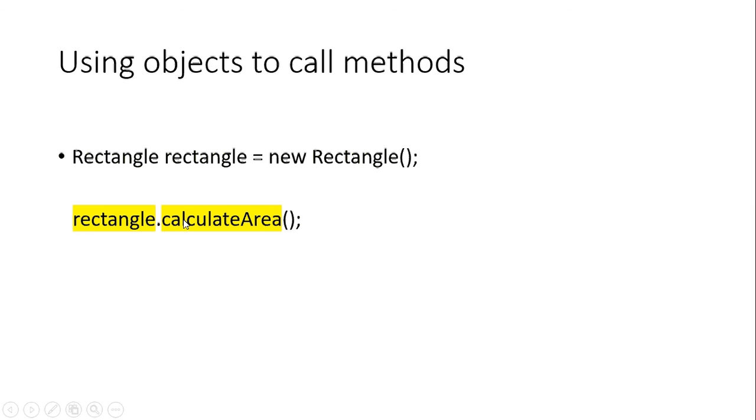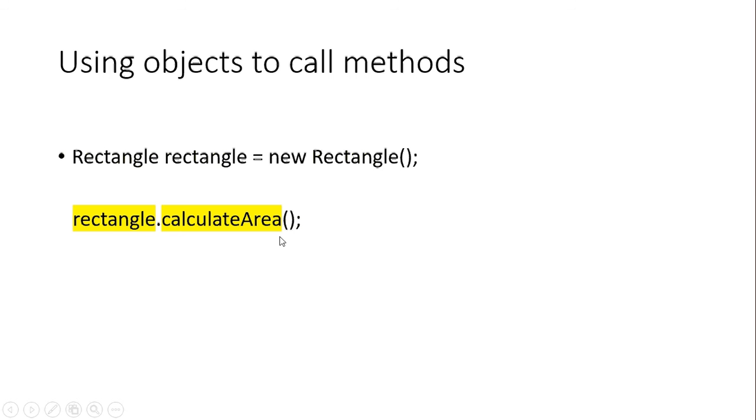Now let us look at how to call methods on the object. After specifying the fields for the object, you will be calling the method for that object. calculateArea is one of our methods. We will again be using rectangle, which is the object name that we have given here, and we will call this calculateArea method. This method will be returning some value. In this case, it will be returning the area of the rectangle.